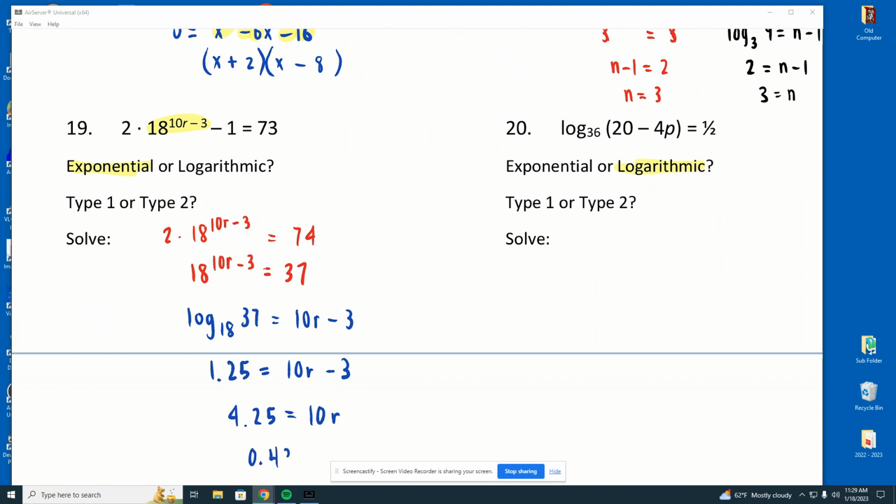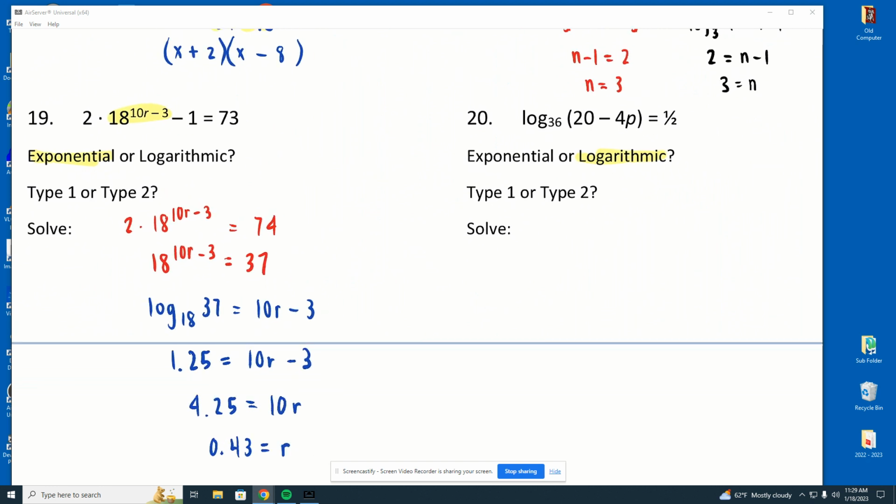Or 0.43 if you want to round to 2 decimals. If you want to keep it consistent, 2 decimals, that would be 0.43. If you wanted to just keep it 0.425, that's fine as well. So there you have it. Okay, you only have that option, type 2.